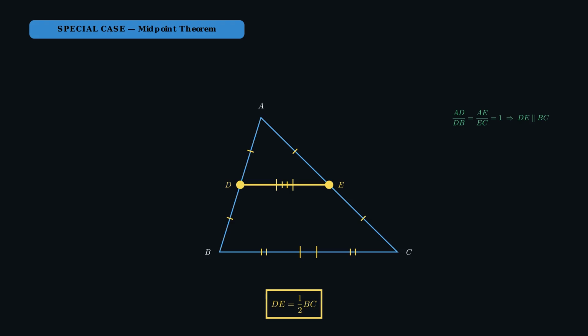And by similarity, DE equals exactly half of BC. This is a beautiful special case of the general theorem. In fact, the midpoint theorem is just Thales' theorem with the parallel line drawn exactly halfway up a triangle.